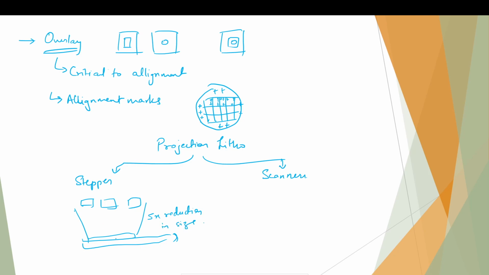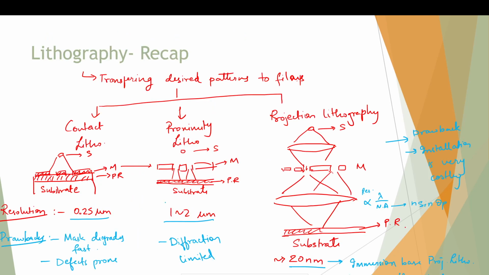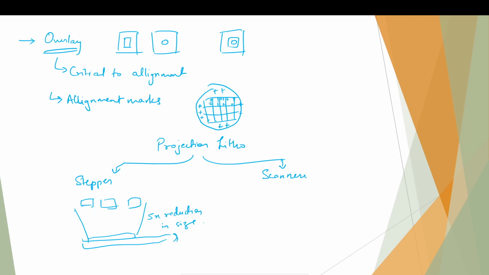So it will write one entire reticle at a time, like I showed in the previous slide. It will write one entire reticle at the same time, and then the stage will move, and then it will write the next reticle. So we are not moving the mask, we will just move the stage in this case. It will write one reticle, then step to the next. So that's why it's called a stepper.